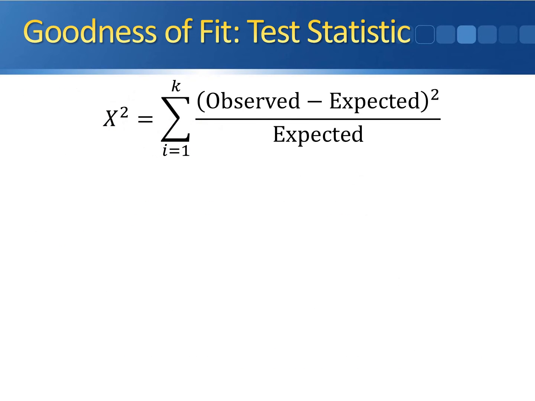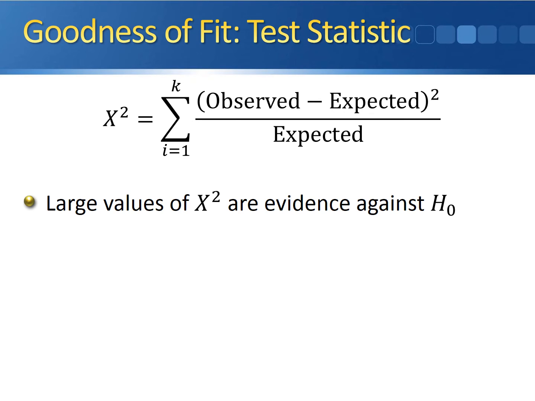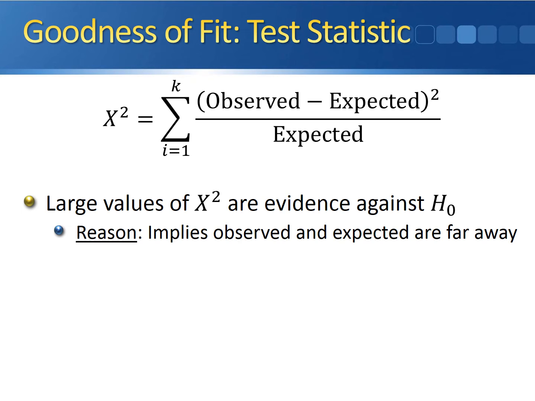Here are a couple of notes about the test statistic for the goodness of fit test. Large values of X squared are evidence against the null hypothesis. The reason for this is that it implies that the observed and the expected counts are far away from each other. Notice that in the numerator of the test statistic, we take the observed minus the expected counts and square that difference. If the observed count is already far away from the expected count, then squaring that difference is contributing a very large amount to the value of X squared.